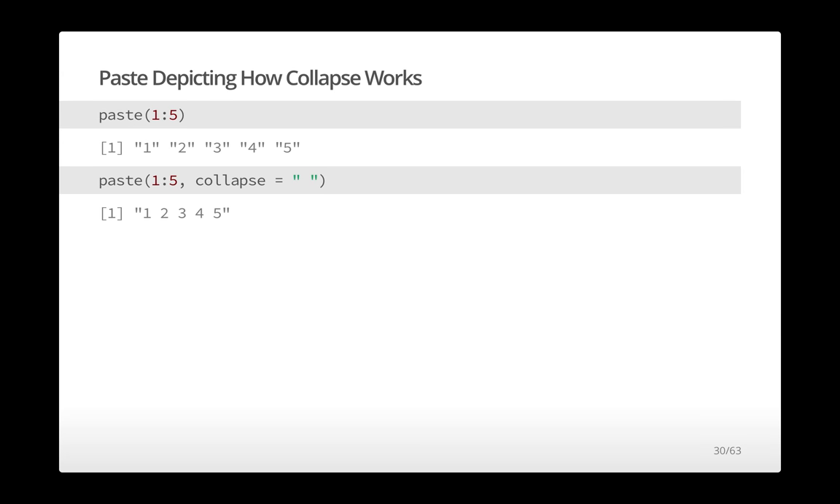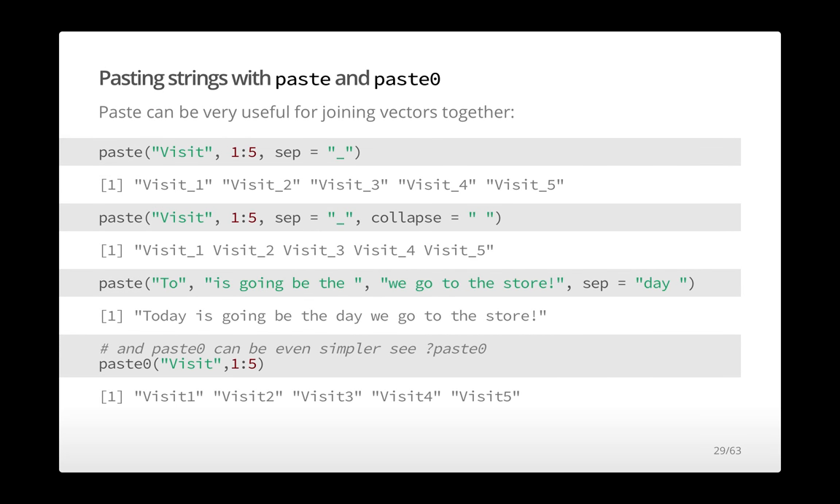And again, if you say paste 1 to 5, it doesn't do anything. It doesn't actually paste anything together. Paste will join vectors, separate vectors, together. So this is just one vector, 1 to 5. Before, this was 2 vectors. The first vector would just happen to be one element, visit. The second vector was 1 to 5, and it pasted them together.